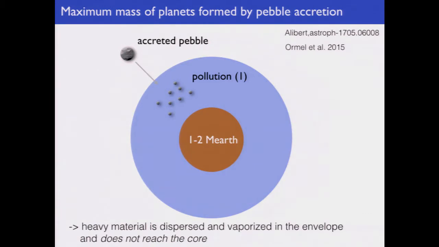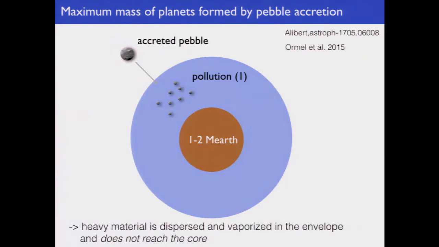So when you have a planetary mass that is larger than 1 to 2 Earth masses, then the envelope is big enough to destroy pebbles, and so you don't add the mass of solids to the core, but you distribute the mass of solids in the envelope. So what you do is that you pollute the envelope. You increase the mean molecular weight of the envelope, and you don't increase the mass of the core.